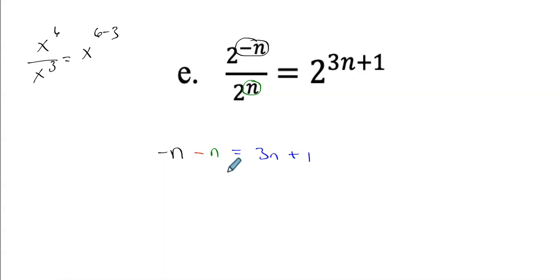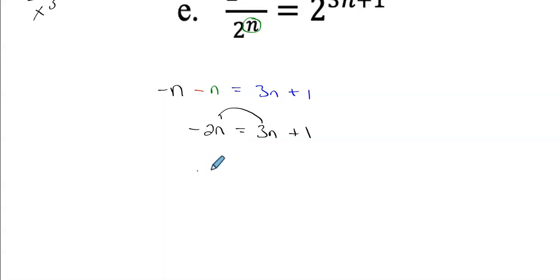And then just put them all together. Negative 1n is negative 2n equals 3n plus 1. Bring over the negative 3. Negative 5n equals 1. Divide by negative 5. And then n is equal to negative 1/5.